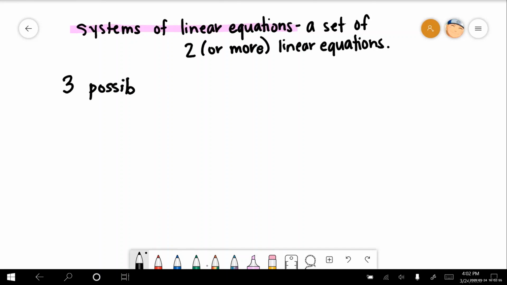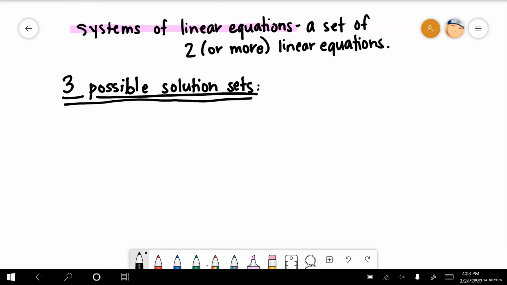possible solution sets. Okay? The first possibility is the Jim and Sally possibility, having 1 solution. Okay, and we've seen this before when we talked about solving equations, except that this time our solution isn't just going to be 1 number, it's going to be an ordered pair.